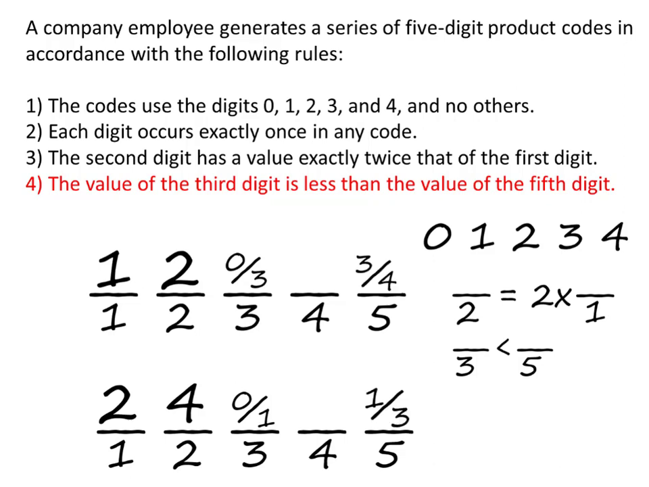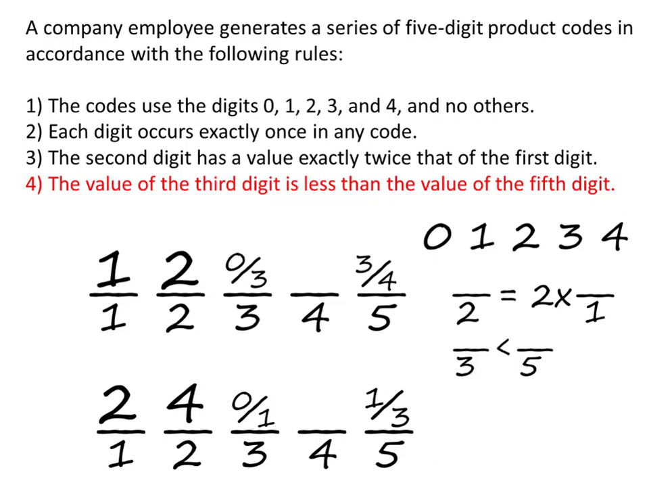So if the fifth digit has to be bigger than the third digit, in our top option there, it's not going to be allowed to be 0. It's either going to have to be 4 or 3. And in the bottom scenario, same deal. It's not going to be allowed to be 0. It'll have to be either 1 or 3. And that's about as specific as we can get.